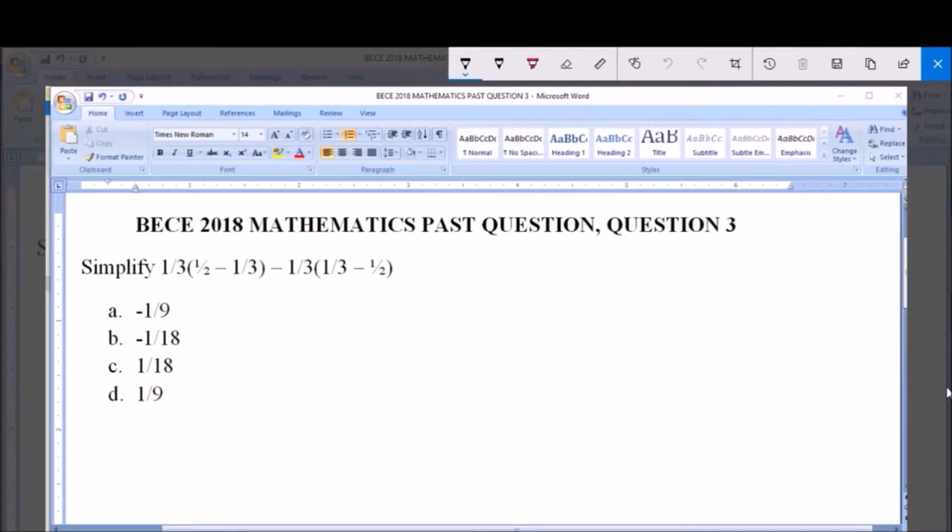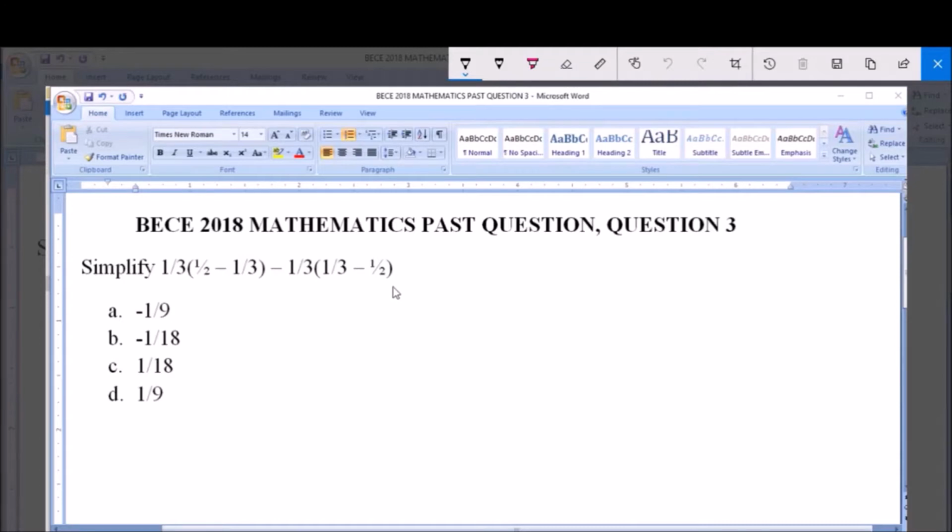Today we're going to be dealing with BECE 2018 Mathematics Past Question, question 3. Simplify 1 over 3 into brackets 1 over 2 minus 1 over 3, close brackets, minus 1 over 3 into brackets 1 over 3 minus 1 over 2, close brackets. Option A says minus 1 over 9, B says minus 1 over 18, C says 1 over 18, and D says 1 over 9.